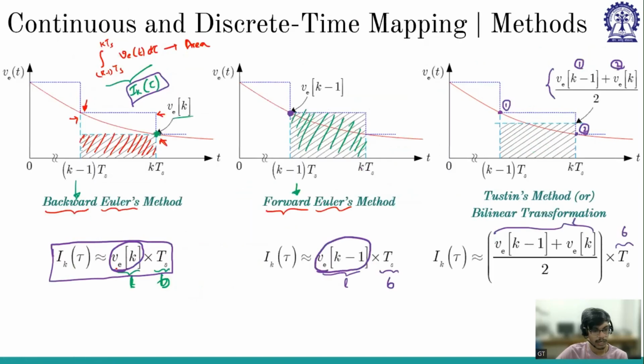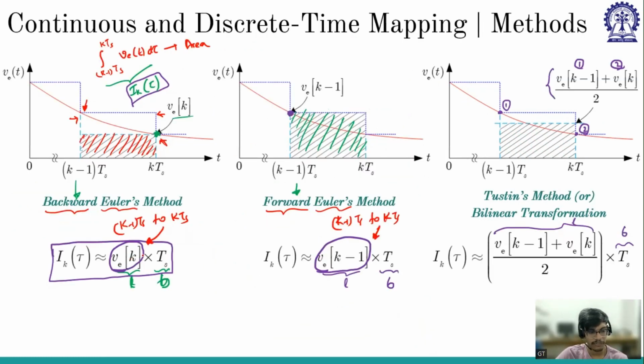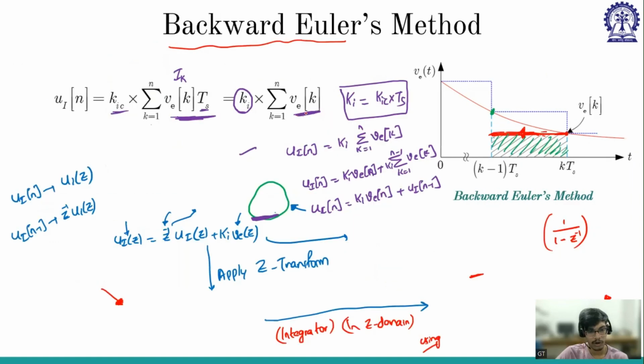Is this point clear? V of k into Ts, V of k minus 1 into Ts. So for k minus 1 Ts to kTs, this is my thing, right? And this is from k minus 1 Ts to kTs, V of k minus 1. So I am writing the summation of it. From k minus 1 Ts to kTs, it is V of k. So here I'll get V of k.